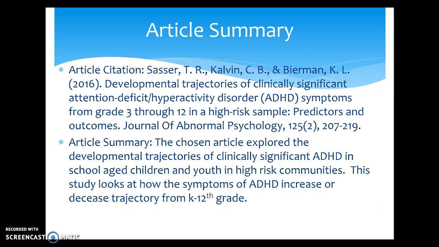The name of my article is Developmental Trajectories of Clinically Significant ADHD Symptoms from Grade 3 through 12 in a High-Risk Sample: Predictors and Outcomes, and it comes from the Journal of Abnormal Psychology. The chosen article explored the developmental trajectories, or paths, of clinically significant ADHD in school-age children and youth in high-risk communities.